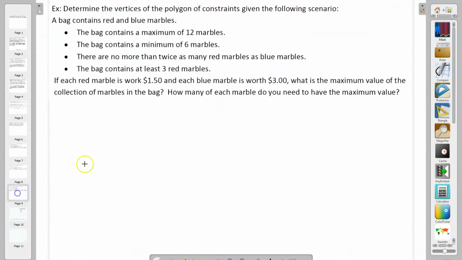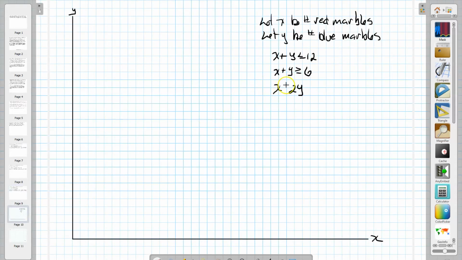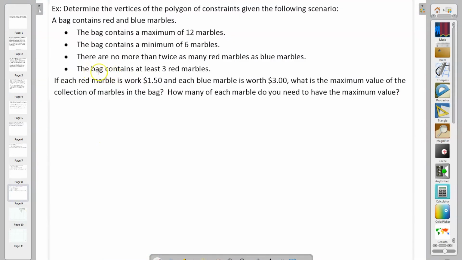Now we need to go back and look and see which way the inequality sign goes. There are no more than twice as many red marbles as blue. When we say no more, that means less than. It can't exceed that; it can't go larger than that value. So this tells us that the number of red marbles is less than or equal to 2 times the number of blue marbles. The final constraint says the bag contains at least 3 red marbles.